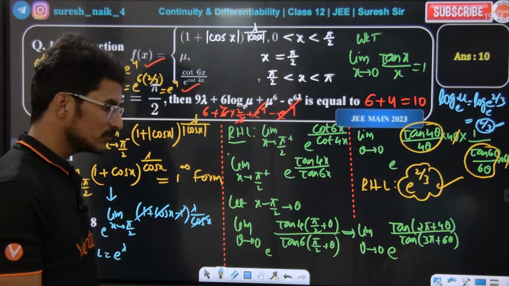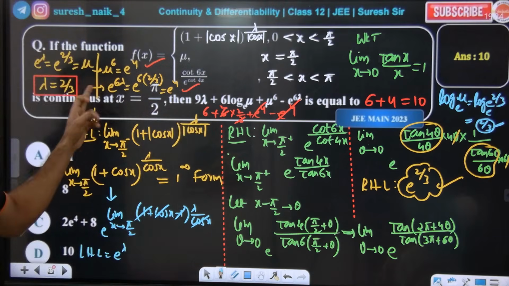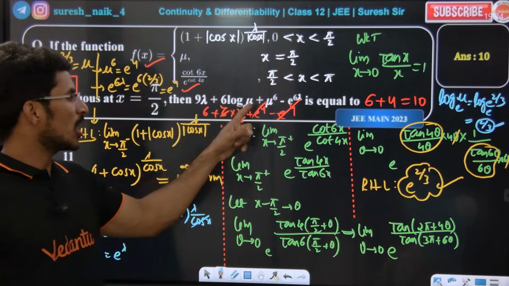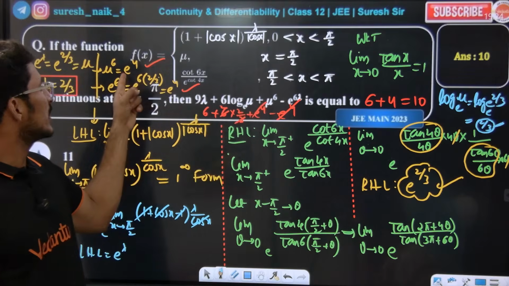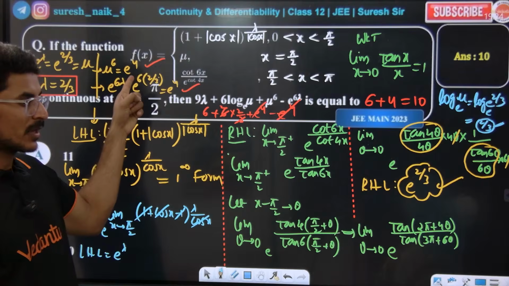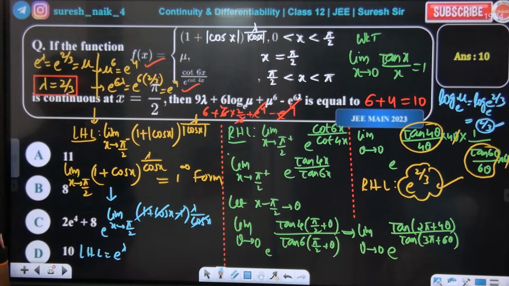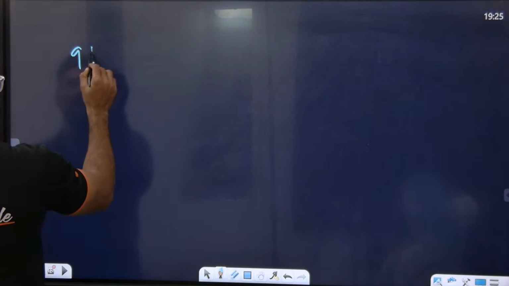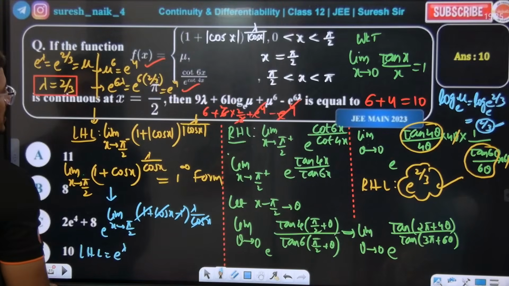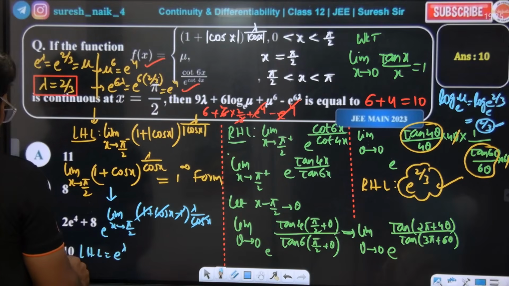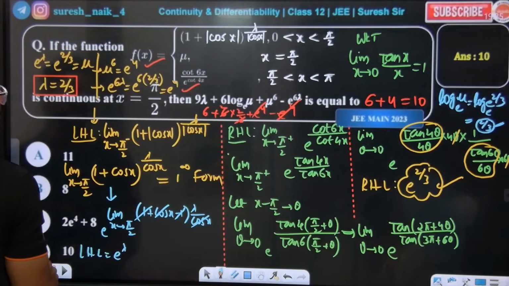Understood? Explain the last step, Vishwaji. 9 into lambda value I got, 9 into lambda is 6, correct? Log mu value is 2 by 3, look, 6 into 2 by 3. Understood? And mu power of 6 I calculated here, yes or no? Explain the last step in the new slide, look at the board. 9 lambda plus 6 log mu base e, plus mu power of 6 e power of 6 lambda. Look, what is lambda? 2 by 3 only. What is lambda? 2 by 3.